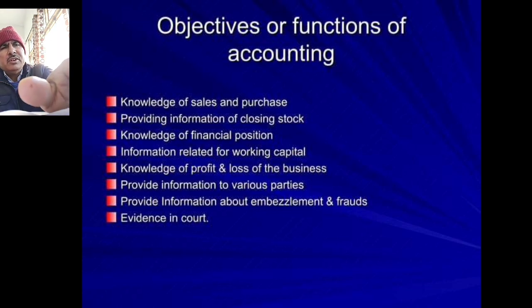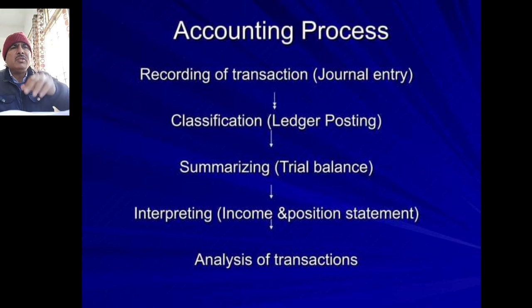And then we discuss in the next slide the different accounting processes. Recording of transactions. Firstly, we record the transaction in a journal, and then we record the transaction in ledger posting, and then we find out the trial balance. Then we find out the income statement and position statement, and then analyze the transactions. We discuss the balance sheet.